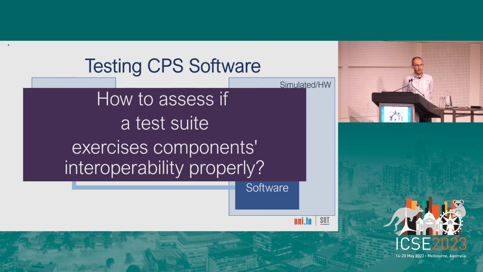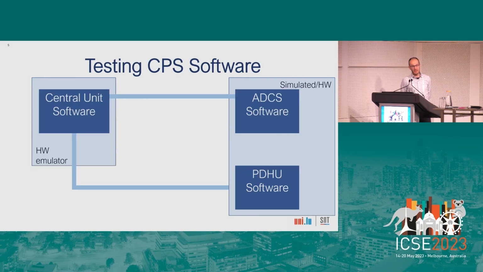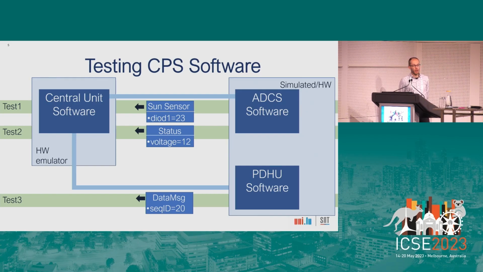The problem for companies, and especially for regulatory agencies, is to assess if the test suite is exercising the components' interoperability properly, or, in a simple way, if the test suite is exercising the integration between the software running in these components properly. What it means is that basically you want your test suite to execute all the messages that these components are supposed to exchange. You want all the different input partitions for the different data items to be covered. For example, you want nominal and non-nominal values to be exchanged.